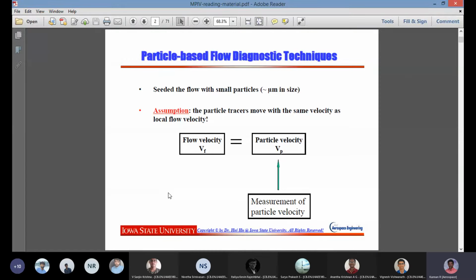So this is a detailed discussion about PIV systems. I took the slides from Iowa State University. What we are going to do is choose particles small enough, in terms of micron size. The flow velocity is going to be equivalent to the particle velocity. We are going to measure the particle velocity and correlate from that. So the assumption is the tracer particles move with the same velocity as the local flow velocity.